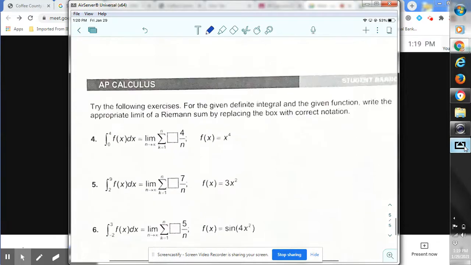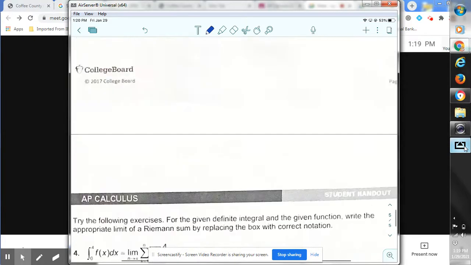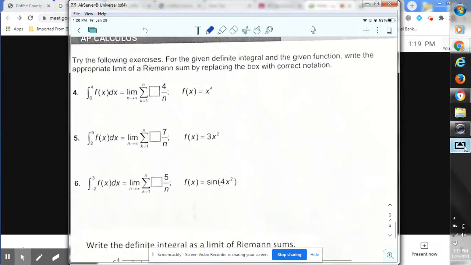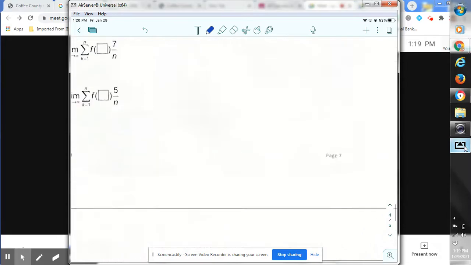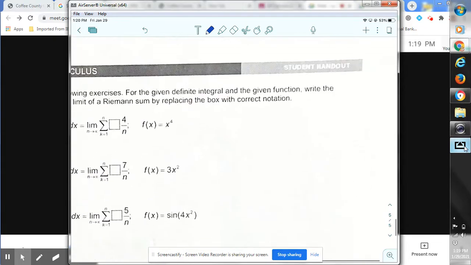Okay. And you guys are going to finish those on your own. This one is going to take it a little bit further. We're going to actually apply it to the function. Just a second. These 3 match the previous 3. So for 4, we had already written this. So what we need to do is apply f of 4k over n. So f of x is going to be x to the 4th. So we would do the limit as n approaches infinity of the summation from k equals 1 to n of what we had written before, which is 4k over n raised to the 4th, and then times 4 over n.